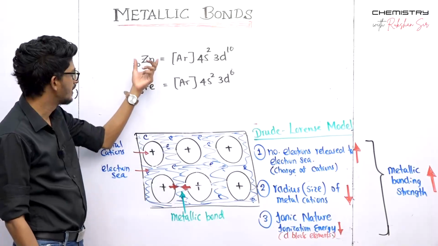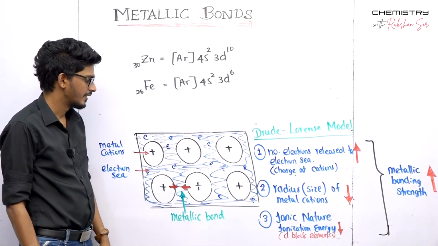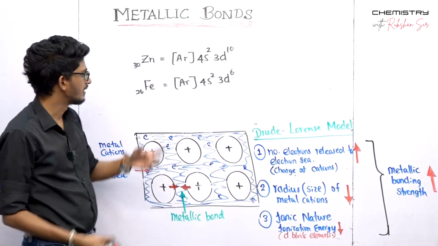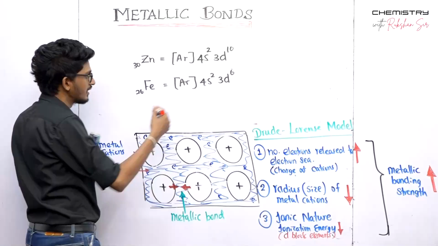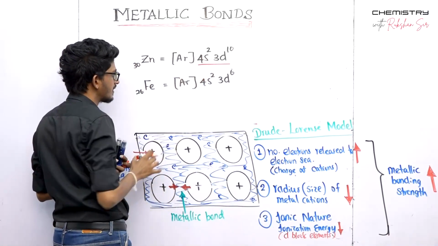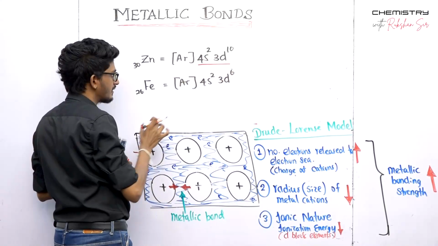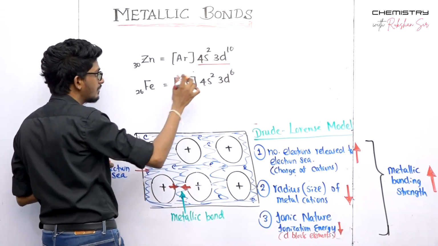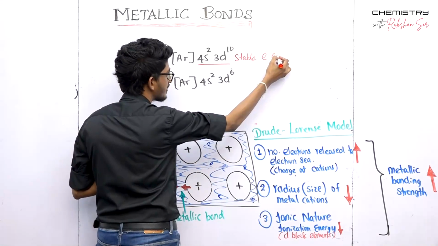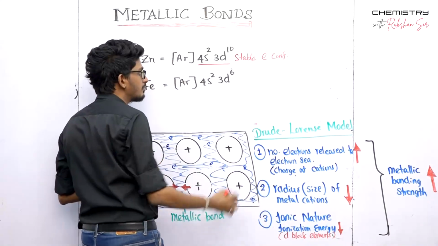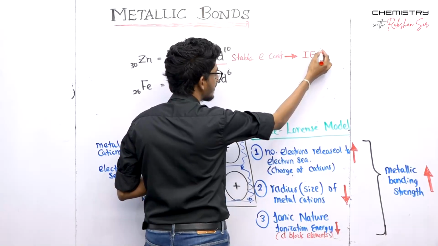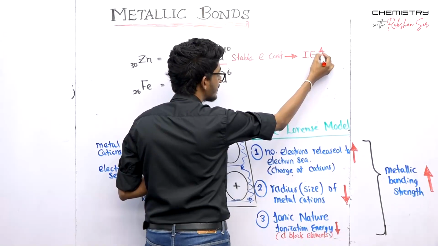So when it comes to the d block, the ionic nature matters. That means the ionization energy matters. This one has completely filled subshells, so it has a stable electronic configuration. A stable electronic configuration means your ionization energy will be high.